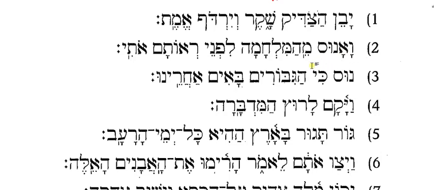Va anus me hamilchama lifnei re'otham othi. Okay, so here's one of our hollow verbs, va anus. And how do we translate this? Yeah, we want to identify the root letters. Do you see the va in front here? That might be what?